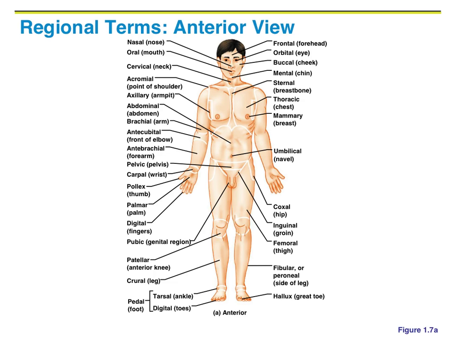Now starting on the right side, frontal, orbital, buccal, mental, sternal, thoracic, mammary, umbilical, coxal, inguinal, femoral, fibular, and hallux.